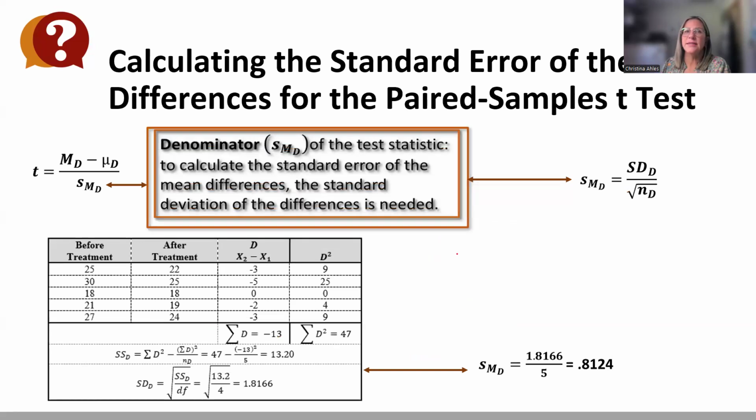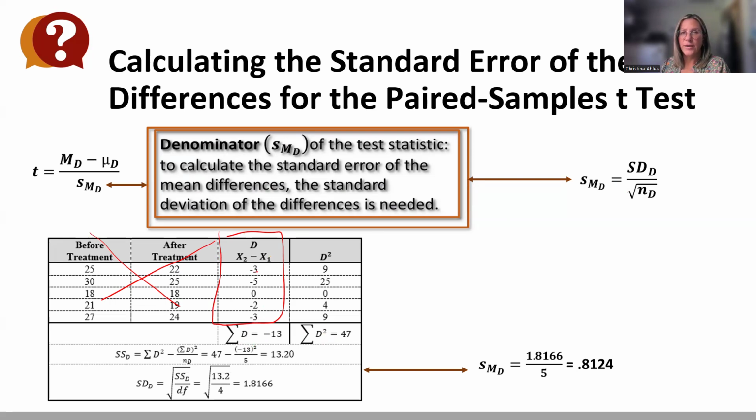Calculating the standard error is now the standard error of the differences. That's why there's the SMD, because now you're just using those differences. Again, ignore the original data and start working with just your differences. So now you have your sum of D, but you're also going to need a sum of D squared. It's like a sum of X, but D squared.